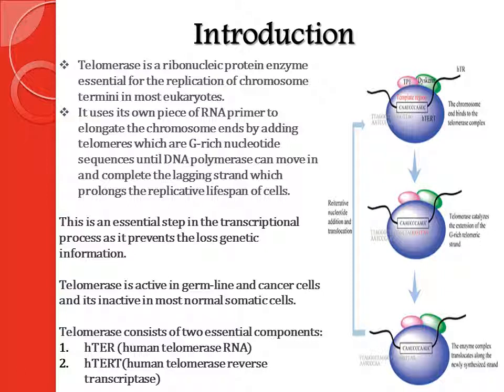Telomerase is active in germline and cancer cells, and it's inactive in most normal and somatic cells. It consists of two essential components, HTR, human telomerase RNA, and HTRT, human telomerase reverse transcriptase, which is the catalytic subunit of the telomerase complex, with HTER transcription having little or no effect on telomerase activity.